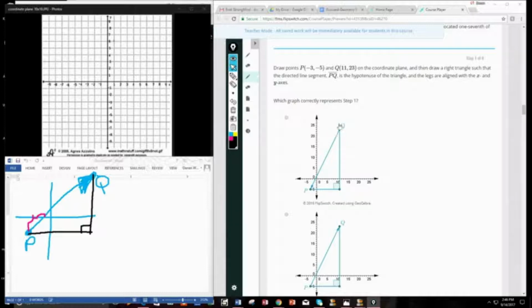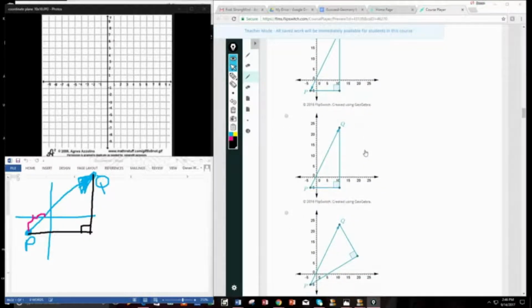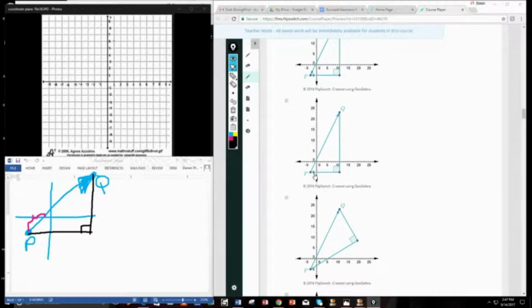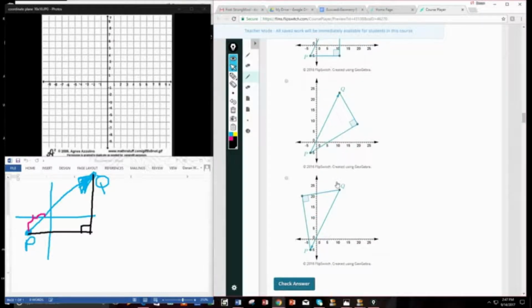So this one looks a lot similar, but if I notice, it starts at Q and ends at P, so I'm not picking that one. This one looks like the one we drew. It starts at P and ends at Q, and it is aligned or parallel to the x-axis, and this leg is aligned with the y-axis. So that is the graph.